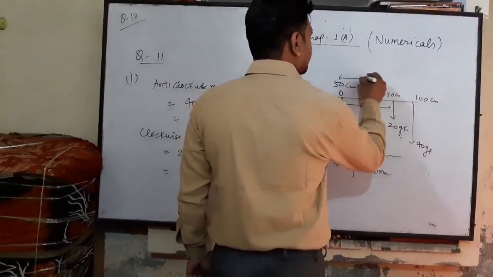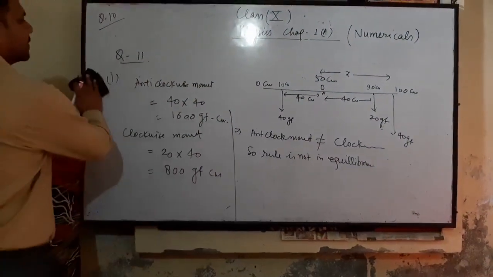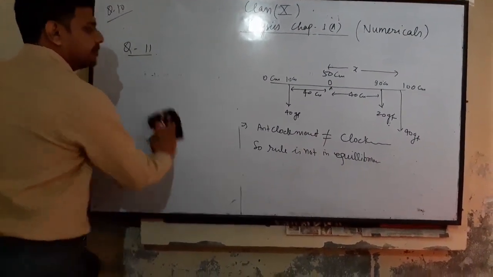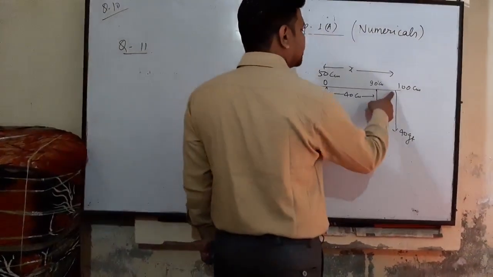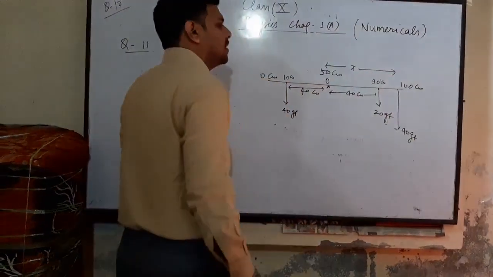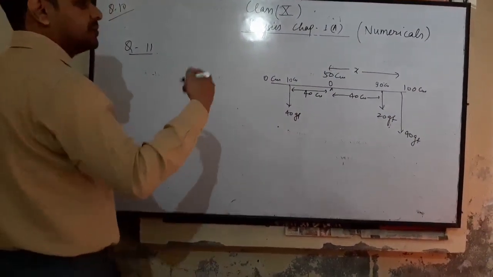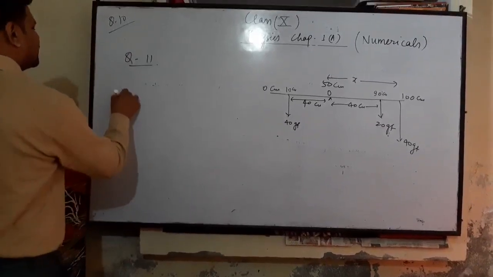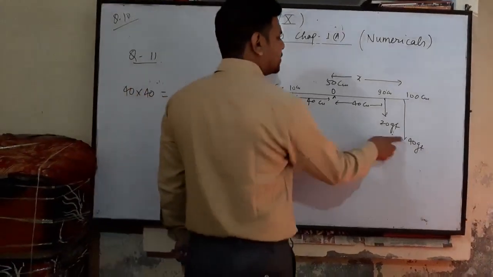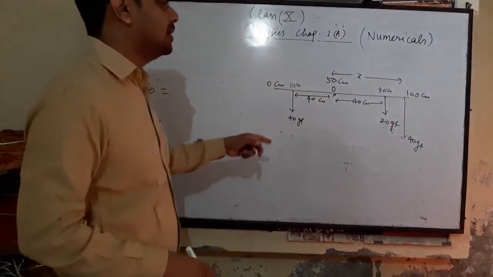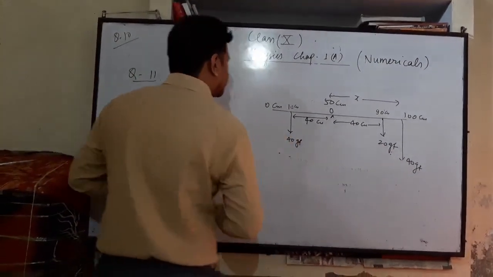Let the distance of this weight from the midpoint be x. Let's suppose that by suspending this weight at this point, at distance x, the rule will be in equilibrium. Then the anti-clockwise moment is equal to the total clockwise moment. Anti-clockwise moment 40 into 40 is equal to clockwise moment. Both these forces tend to rotate this rule clockwise, so we have to take separate moments for these two forces.